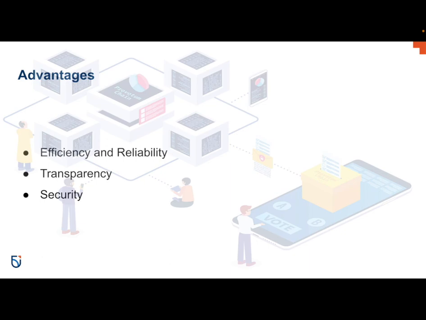So let's talk about the advantages. First of all, the efficiency and reliability. In a normal voting system, there is a chance of a vote being miscalculated, or there might be human errors, because someone has to dump all those voting papers somewhere and they have to count them. It takes time, it can be altered, it can be replaced.